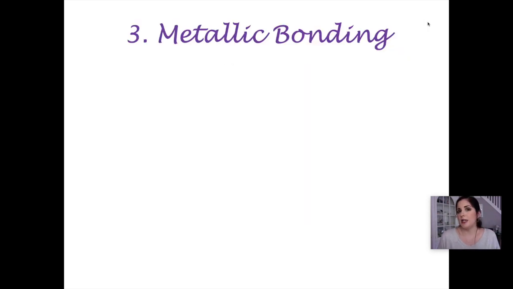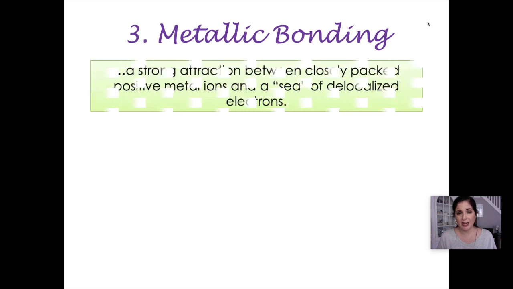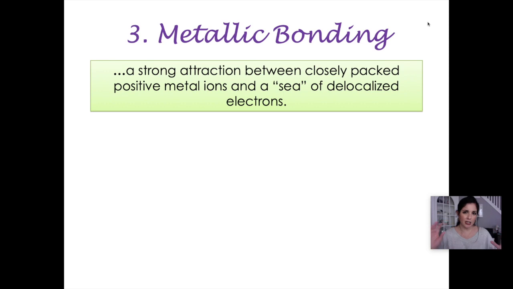The last type of bond is a metallic bond, and there's really one major thing you need to know about metallic bonds, and that's that their electrons exist in a sea of electrons. So you have these very closely packed, positively charged metal ions, and surrounding those metal ions is one giant cloud. And within that one giant electron cloud, all the electrons can move around.